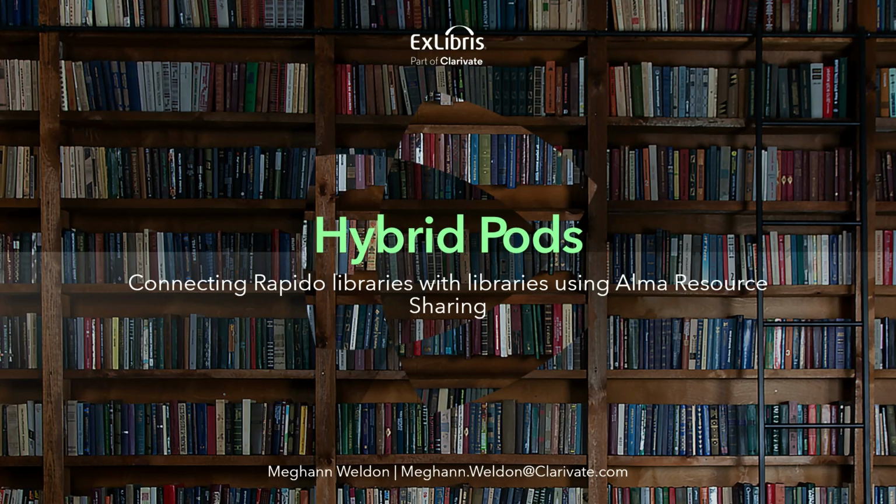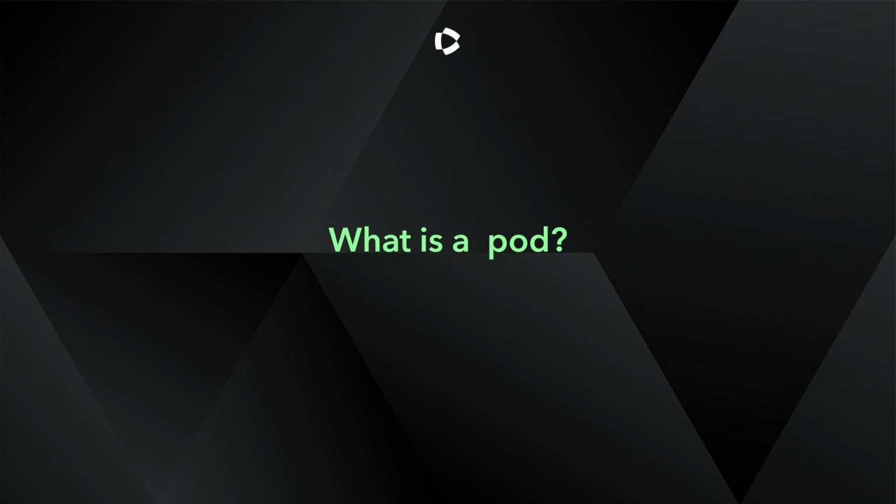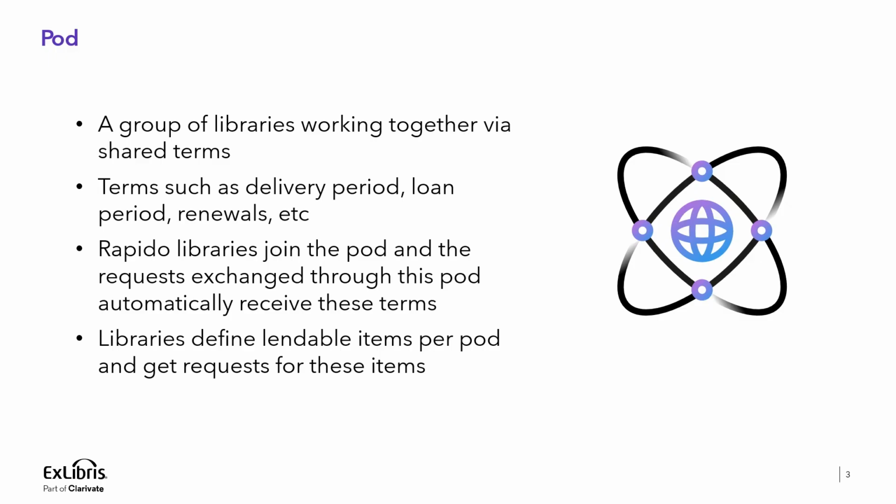Hybrid pods, a means for connecting Rapido libraries with libraries for using ALMA resource sharing. So what is a pod in the context of the resource sharing landscape? A pod is a group of libraries working together via shared terms. Terms such as delivery period, loan period, renewals, number of renewals, etc. Rapido libraries join the pod and the pod requests are exchanged automatically receiving these shared terms.